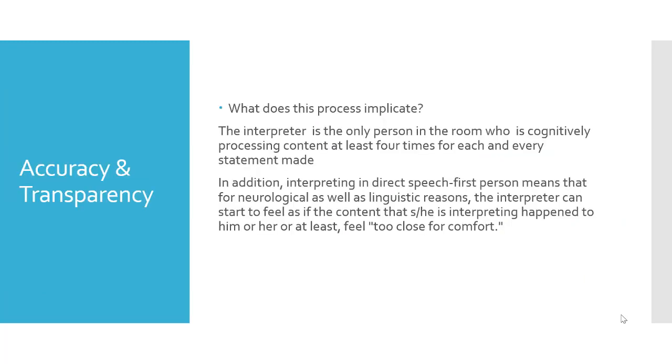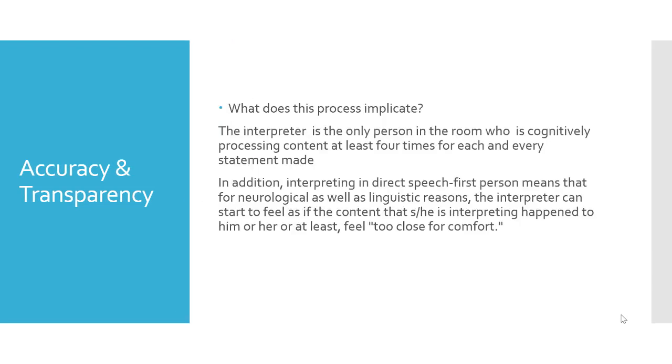The process, having to do that process with the messages that we interpret, means that we are the only person in the room who is cognitively processing that information at least 4 times for every sentence or every statement that is made. Additionally, when we interpret in the first person, when we're using direct speech, it means that for neurological as well as linguistic reasons, the interpreter can start to feel as if the content is personal to them.